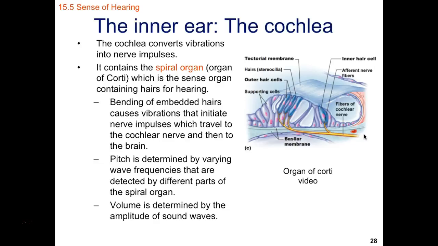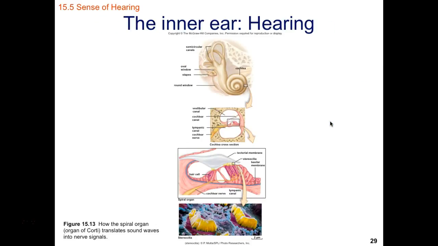Now our pitch is going to be determined by varying wave frequencies that are detected by different parts of the spiral organ, and volume is going to be determined by the amplitude of sound waves. So I do have a video for you on the organ of Corti. I'm going to post this in Blackboard so that you can click the link and watch the video, because I think it is a little bit confusing how this works or where it's exactly located in the cochlea. So make sure to watch this video. It really helps to clarify the location.